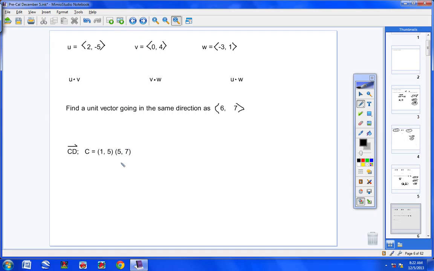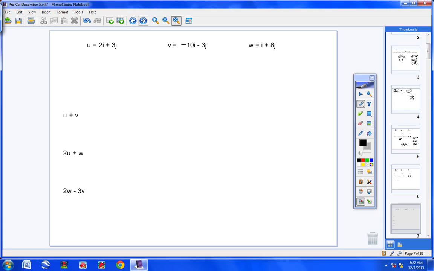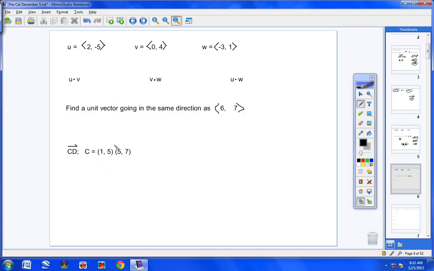All right, now, what if I asked you to, let me see what's next here. I should have written down the instructions. Okay, what if I asked you to write this vector as a linear combination? Well, remember, you can never write a vector as a linear combination unless you first write it in component form. So this is my initial point. This is my terminal point. I'm going to take my terminal point 5, 7 minus my initial point, which is 1, 5.